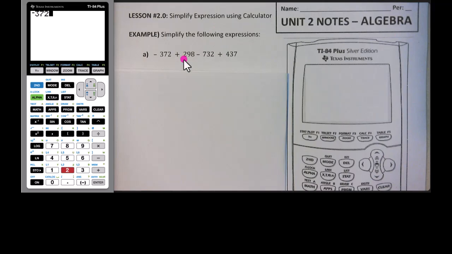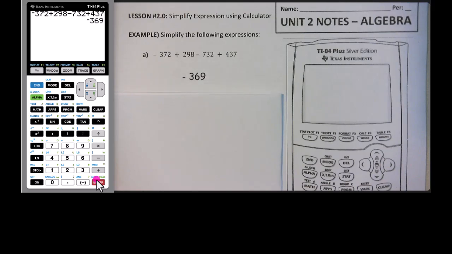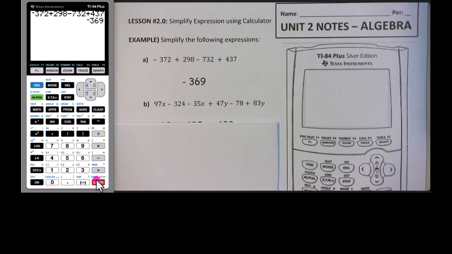So 372, and then we have plus 298 minus 732 plus 437. So please notice the first negative was the little one, but after that, any other negative is going to be the big one. Okay, the one on top right here. So when we press enter, we get 369. Very good. Let's go on to the next problem.